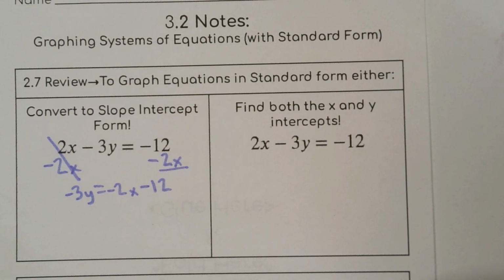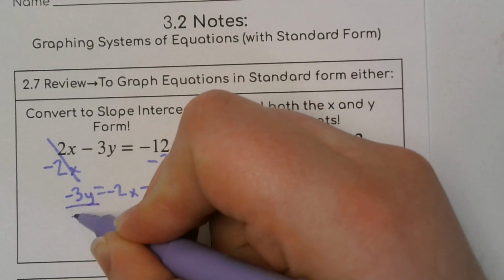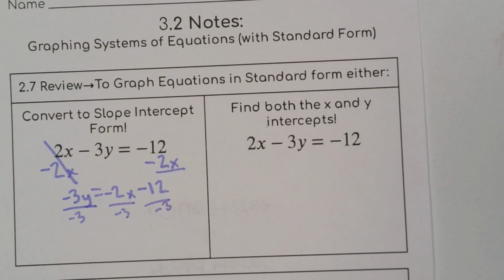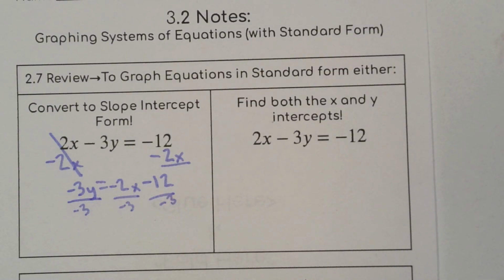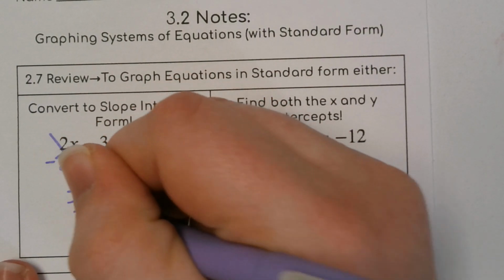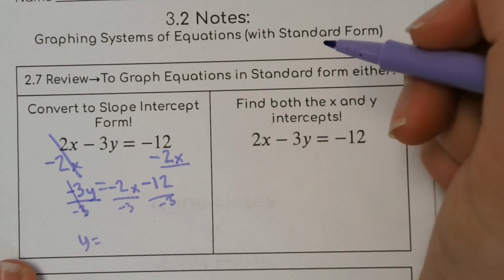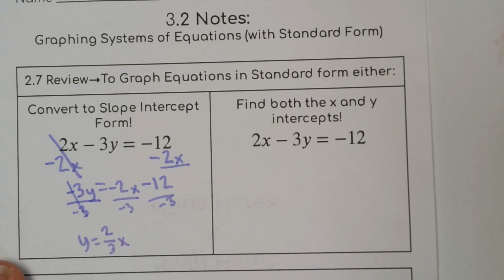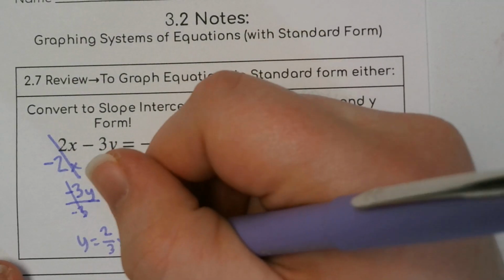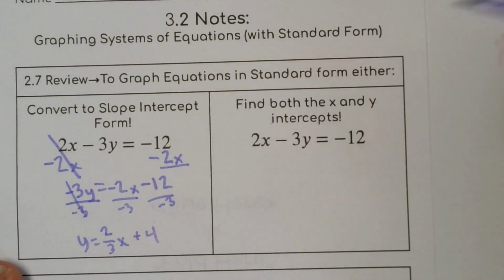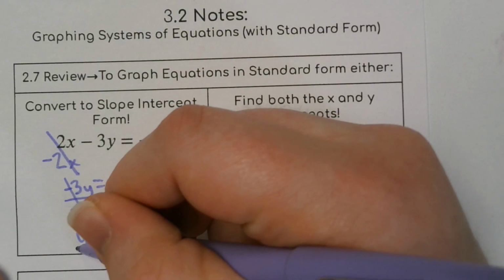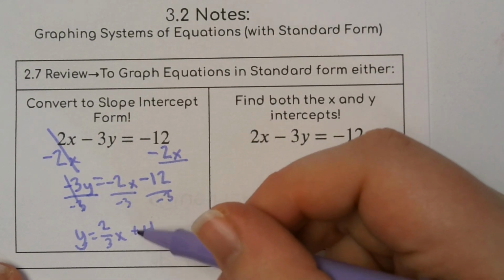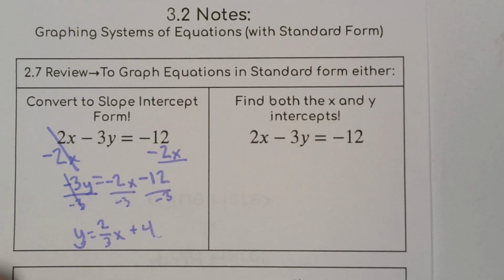So then you have to divide by what's in front of our y to get y alone. We're going to divide all of it by -3, every single part. So therefore we get y equals -2 over -3 just becomes +2 over 3x. And then what is -12 divided by -3? +4. Okay, and then you can graph it because you have your y-intercept, you have your slope.